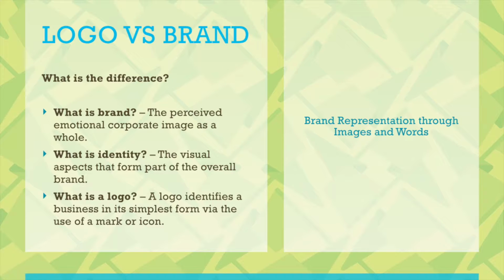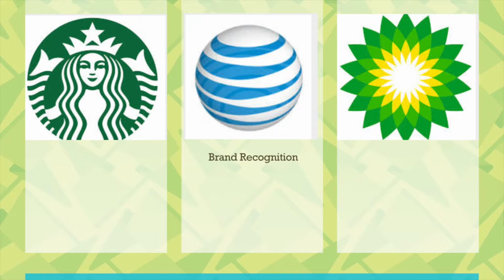But there's more to Nike than just the swoosh logo. There's a whole emotional resonance that Nike has as a brand that makes us connect to everything that Nike does. Shoes, apparel, sponsorships, it's all about being consistent with the emotional corporate image as a whole. But let's think about logos. So when we see these logos, they're immediately recognizable. For us, Starbucks, AT&T, and BP are brands that have very distinct corporate logos.